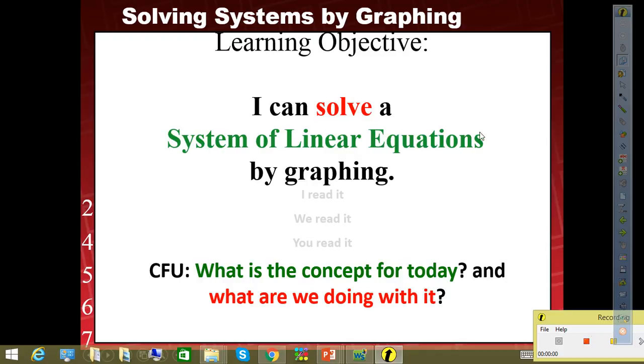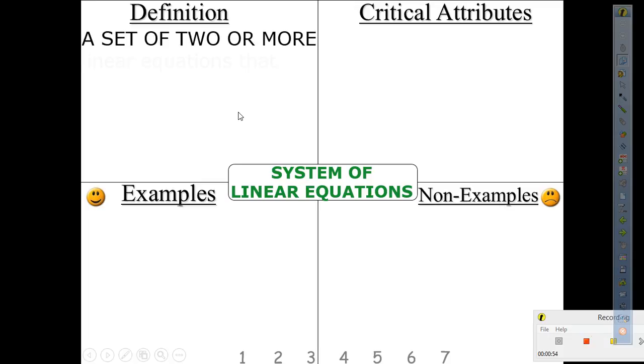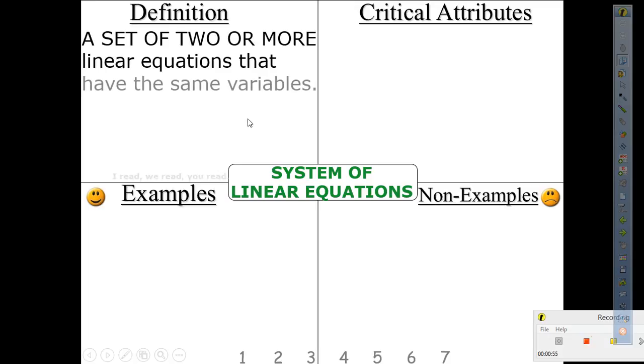So what are systems of linear equations? Systems of linear equations are a set of two or more linear equations that have the same variable.